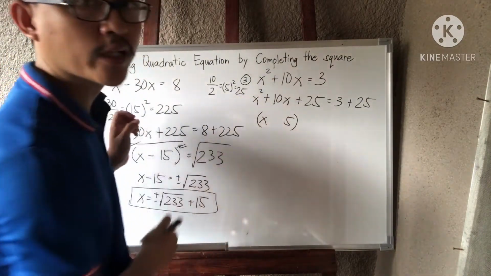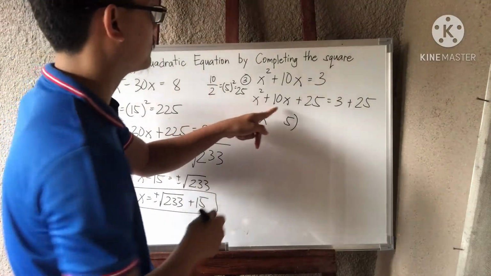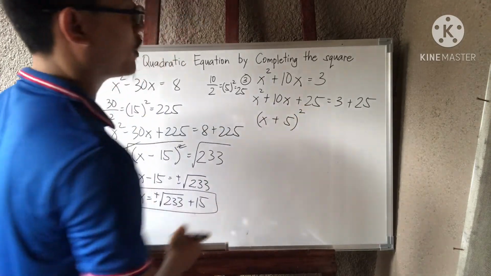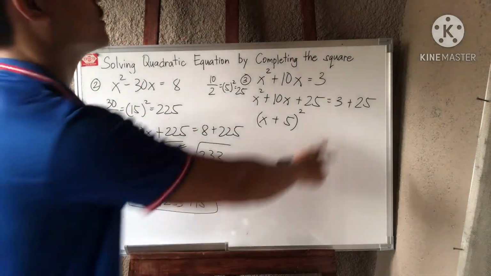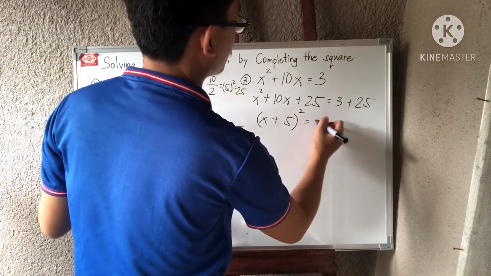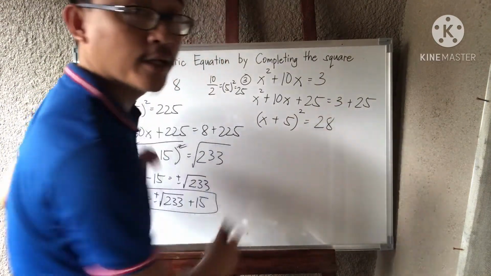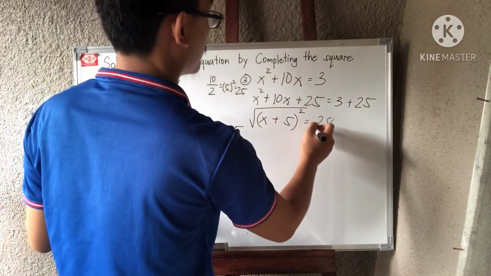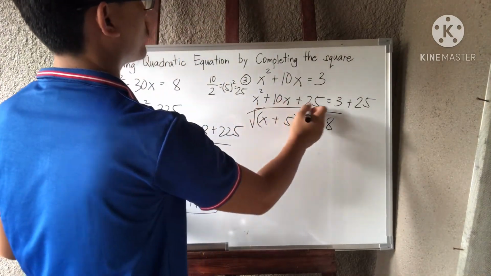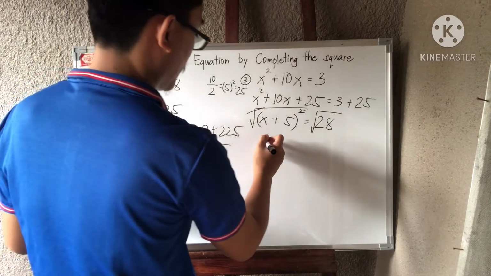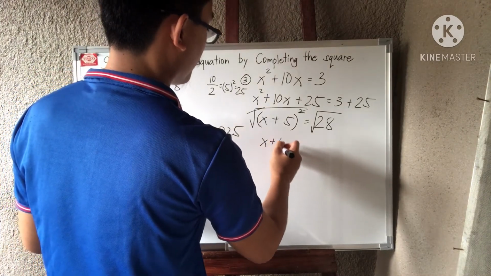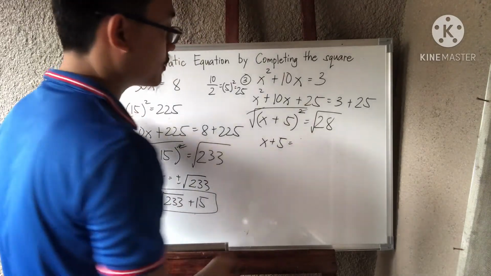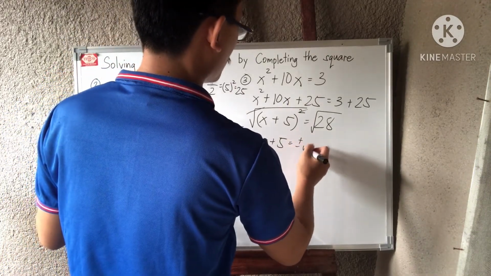Para malaman yung sign natin, tingin tayo sa sign sa gitna. Yung sa 10x, so that's positive. Then you write squared outside the parentheses. Then you just add 3 and 25. That is 28. Then you take the square root both sides. Canceling the square root sign and square. That becomes x plus 5 equals, since 28 is not a perfect square number, just write it as positive, negative, square root of 28.